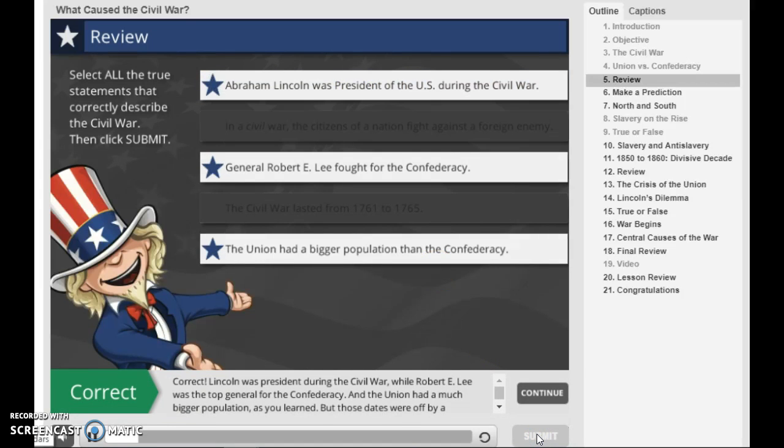Correct. Lincoln was president during the Civil War, while Robert E. Lee was the top general for the Confederacy, and the Union had a much bigger population, as you learned. But those dates were off by a century. The war lasted from 1861 to 1865. You also remembered that in a civil war, citizens of a nation fight each other, not against a foreign enemy.